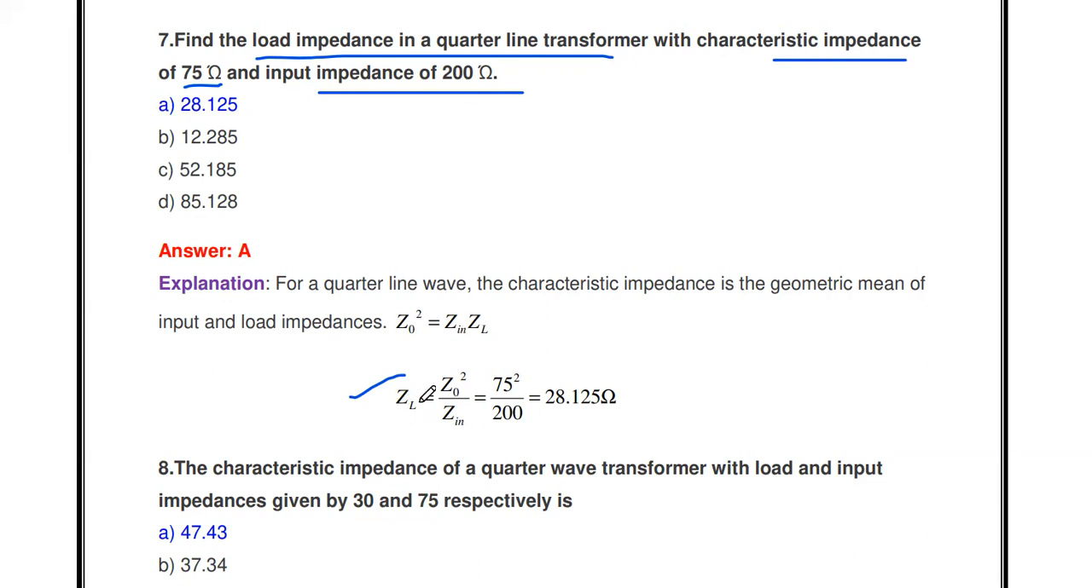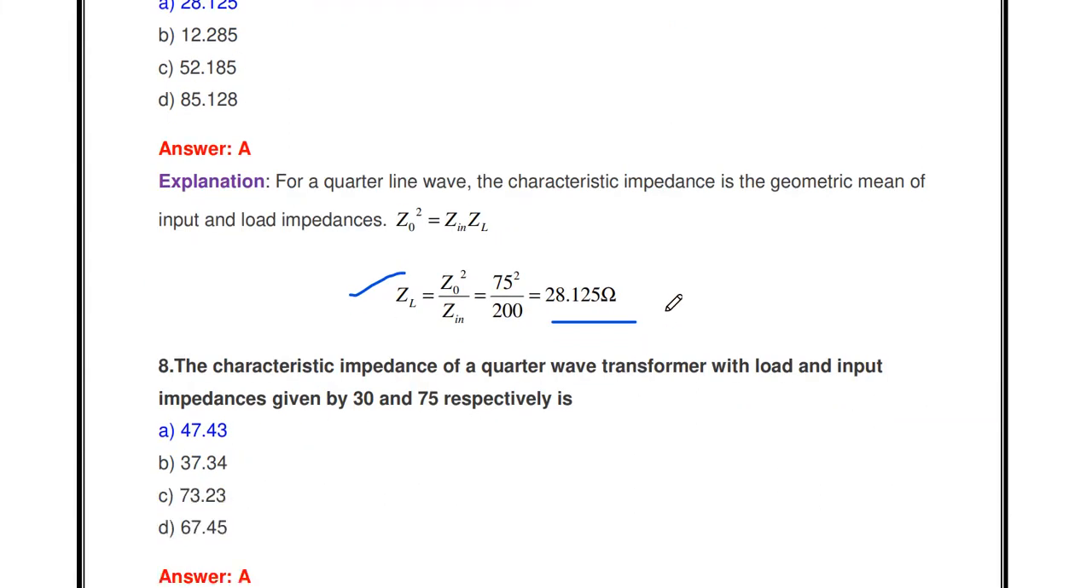So if you are rearranging, ZL is equal to Z0 squared divided by Zin. Okay, so what is Z0? 75. So 75 squared divided by Zin, which is 200. If you calculate, we will get the answer 28.125 ohms. Okay, so this is the load impedance of the particular quarter wave transformer. So this is the second type of question.